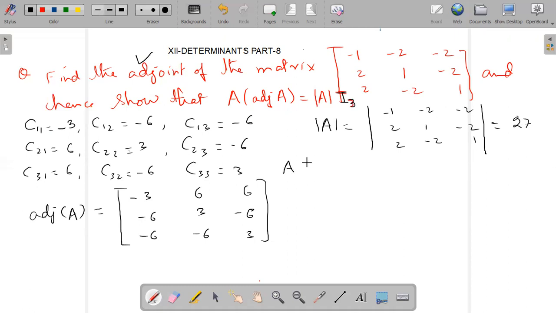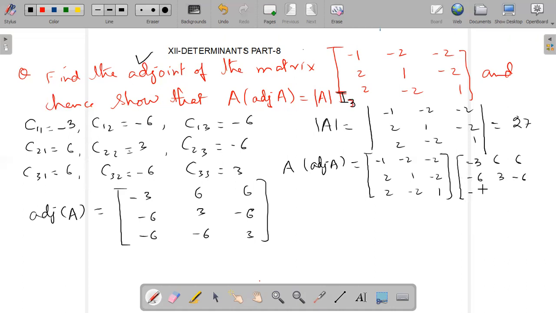Before that, now we will multiply A into adjoint A. So matrix A is given: -1, -2, -2; 2, 1, -2; 2, -2, 1. Multiply with adjoint A. Adjoint A is -3, 6, 6; -6, 3, -6; -6, -6, and 3.